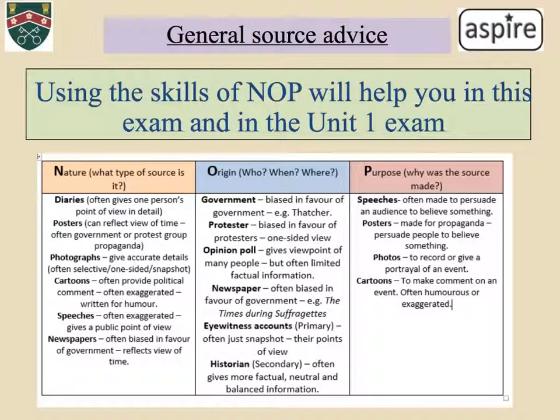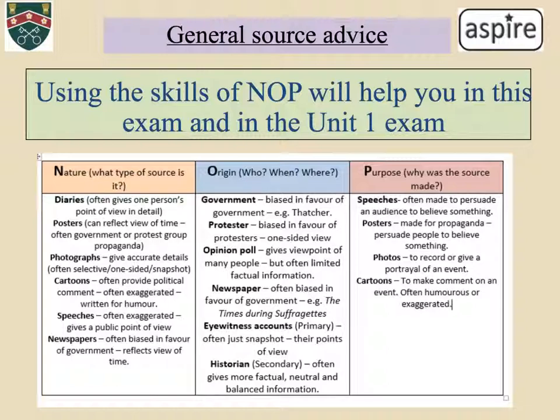One of the key skills in this exam is source skills, and using the ideas of NOP will help you to be successful on those source skills. NOP stands for nature, origin and purpose. And these are the kind of things that we analyse when we're really trying to evaluate historical sources on this exam. These skills will also help you in Unit 1, Crime and Punishment.